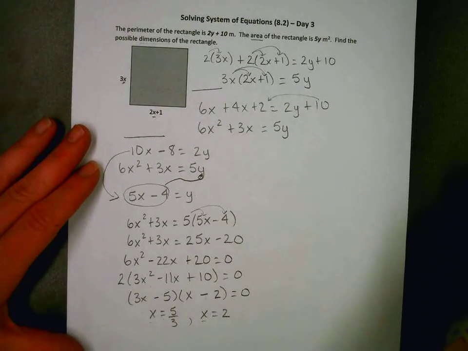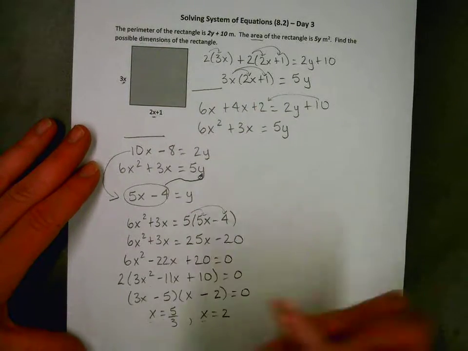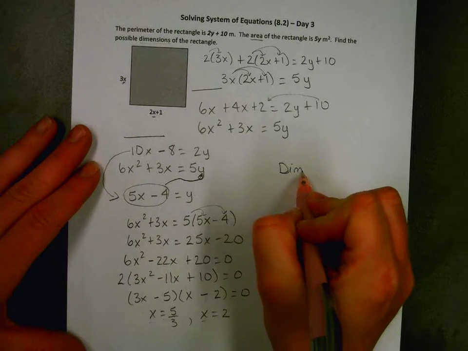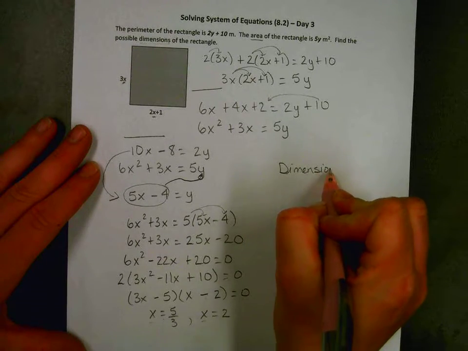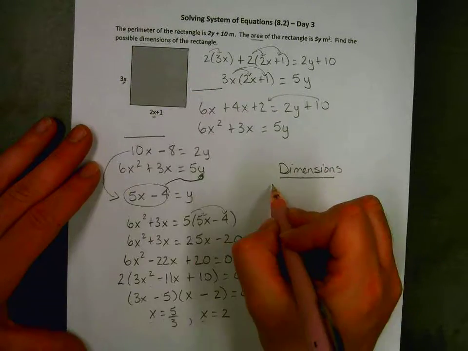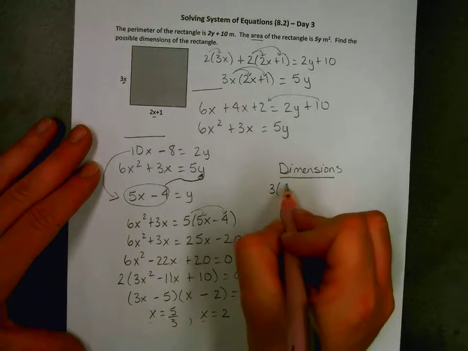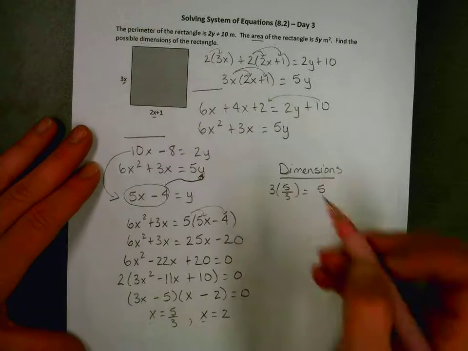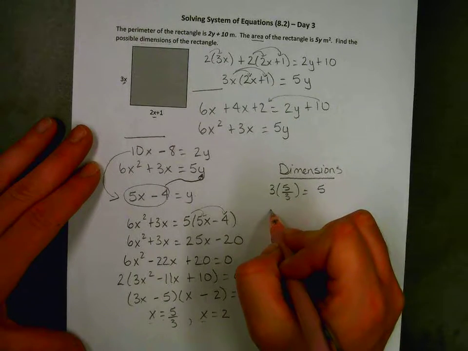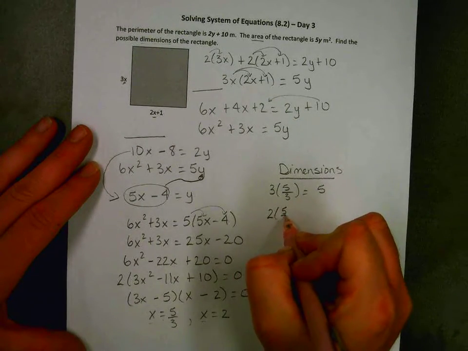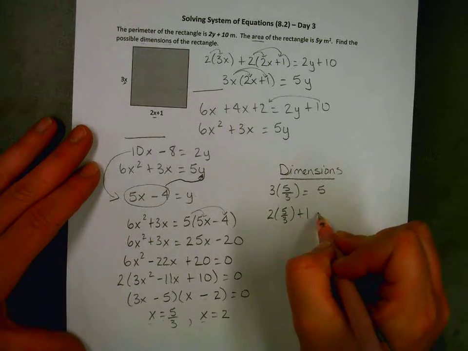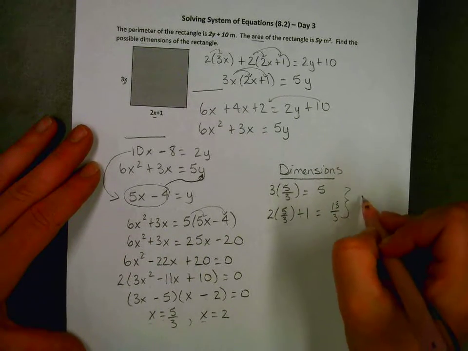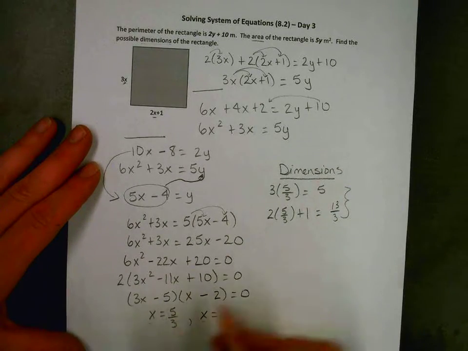So the dimensions of my rectangle are going to be 3 times my x value, which is 5/3. That gives 5, so that would be my length. And then I also want to take 2 times 5/3 plus 1, which gives me 13 over 3. So for this x value of 5/3, the dimensions of my rectangle are 5 by 13/3 meters.